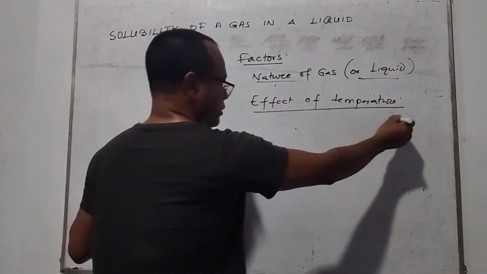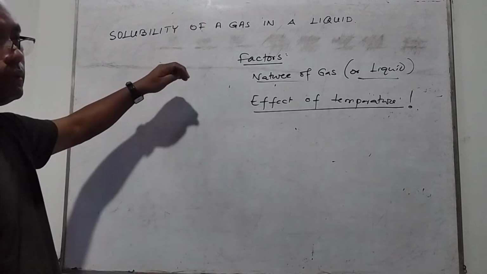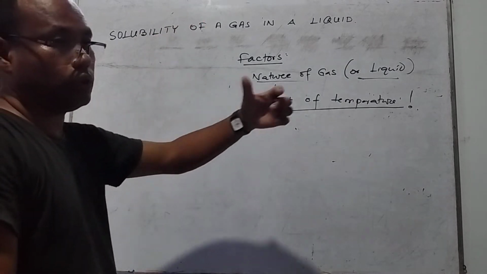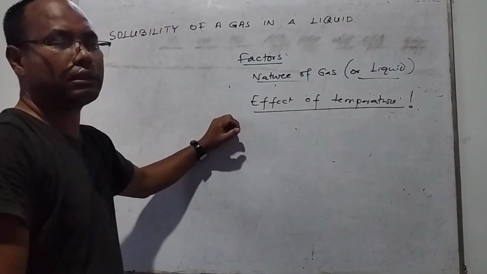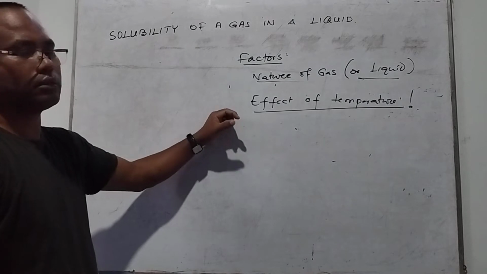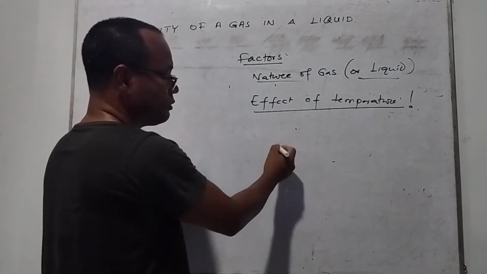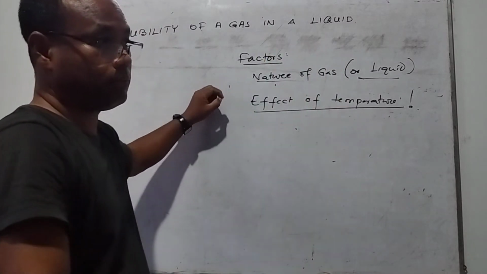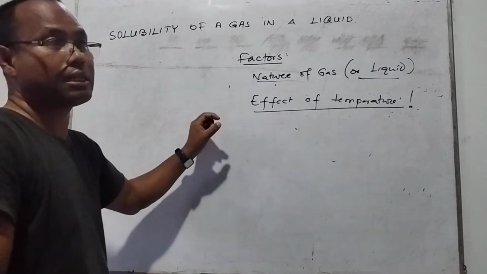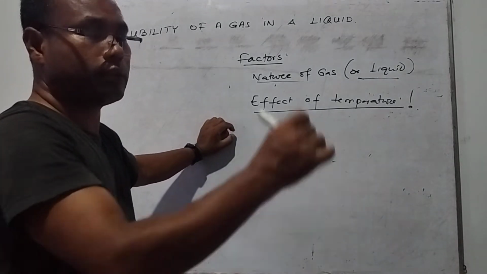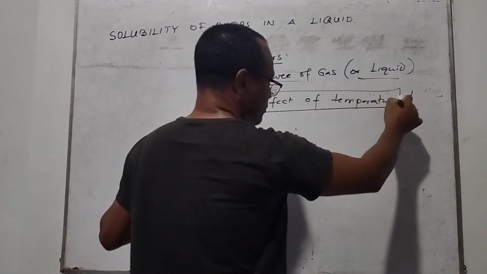Effect of temperature, right? Now in our atmosphere, some regions are very hot and some regions are very cold. As we know, gas is always free to move at very high temperature, because all the gas molecules are far away from each other, right? So they can move very freely. So here we can know the effect of temperature.